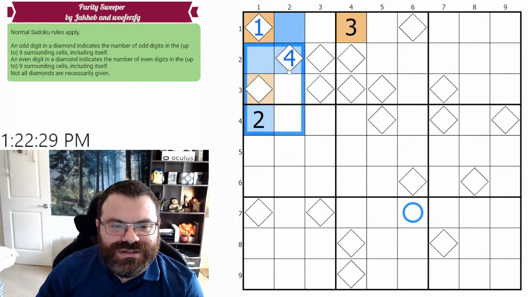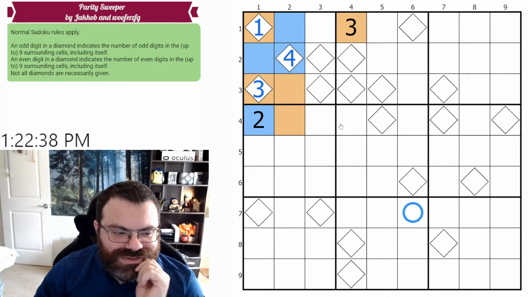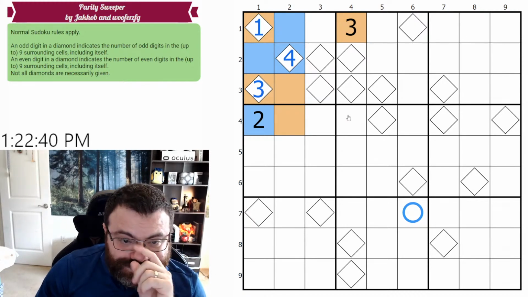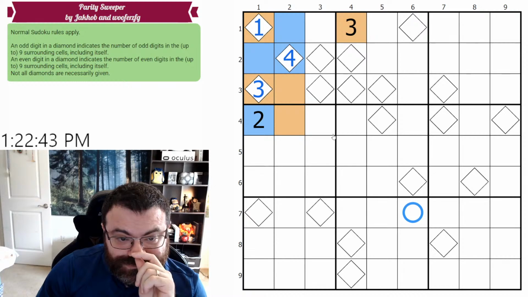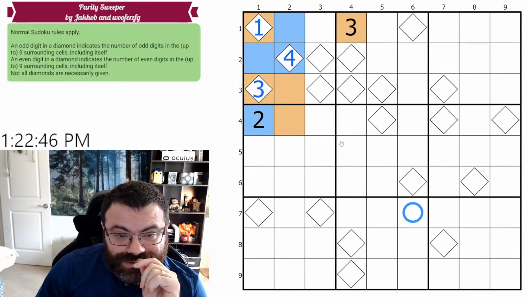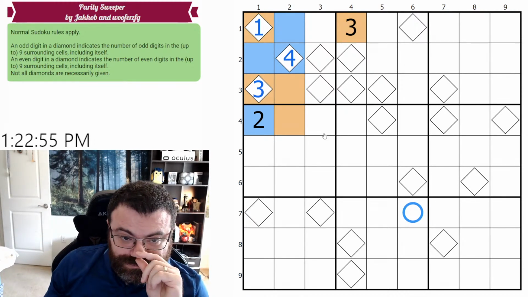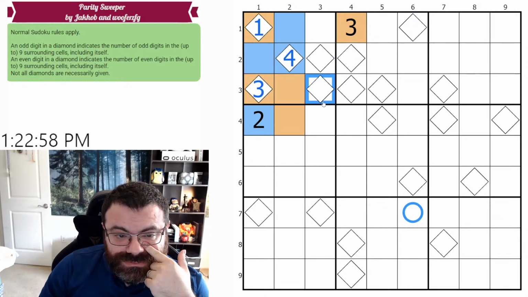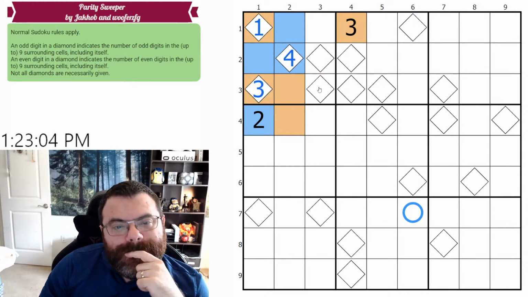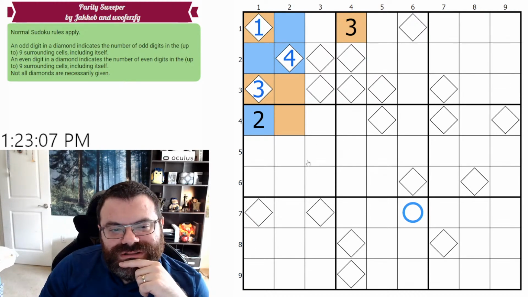And it can't see just 1 odd in this area, so one of these isn't. Oh, so it has to see 3 odds. So both of these are odd. I'm getting used to the constraint. Let's see. One of these is even. Evens and diamonds is interesting because it forces another even around it, at least.